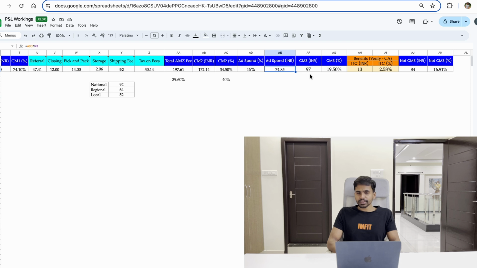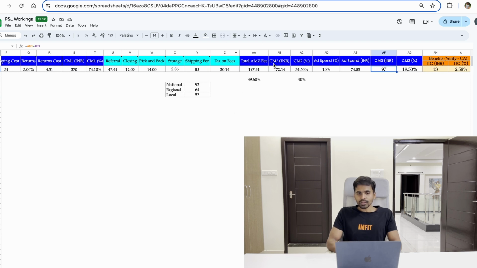After that, I have a section called CM3. In order to arrive at my CM3, what I have done is from my CM2, I have removed the cost of ads. My CM2 is 172.14 rupees. From this, I have removed my cost of ads, which is 74.85, in order to arrive at my CM3, which is 97 rupees. On percentage basis, it is around 19.5% of my sale price. For a healthy product, you want to make sure your CM3 is always greater than 20%.